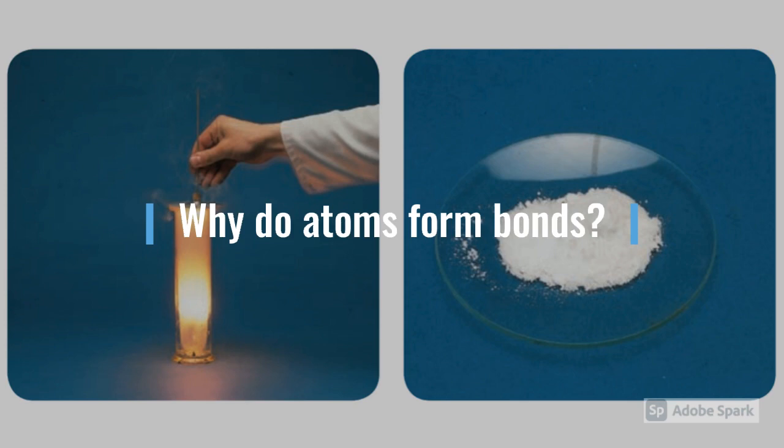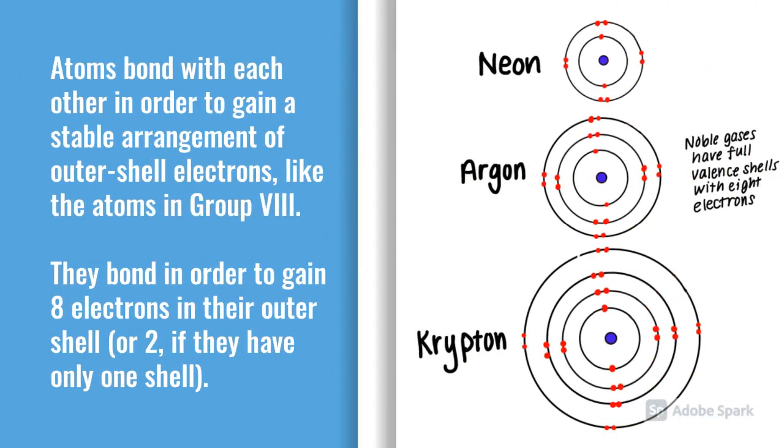Atoms of sodium and chlorine have bonded together to form a compound. But why do these atoms form bonds? Well, we can get a clue by looking at the elements of group 8, the noble gases. Now, their atoms do not form bonds, and it's because the atoms seem to have a very stable arrangement of electrons in the outer shell. This makes the noble gases unreactive, and that gives us the answer to our question.